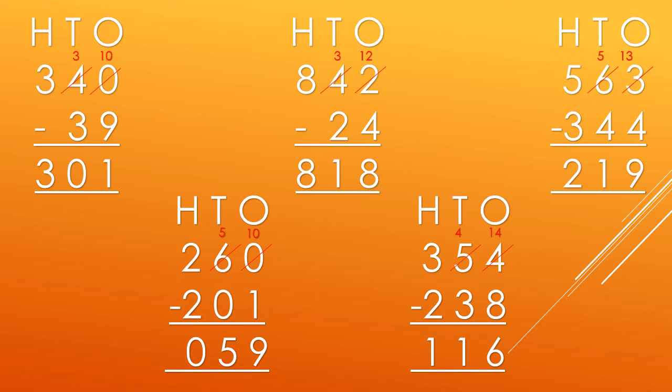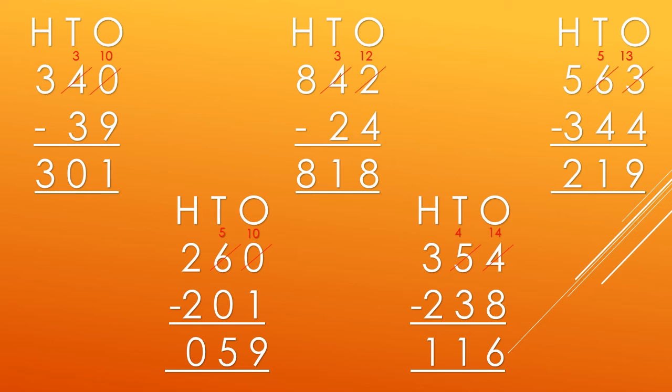Next sum is 340 minus 39. Subtract ones. 9 cannot subtract from 0, so we will borrow from tens. So in tens 4 becomes 3 and in ones 0 becomes 10. 10 minus 9 is equal to 1. Now 3 minus 3 is equal to 0 and in hundreds place single number 3 is there. So we will write 3 under hundreds. So 340 minus 39 is equal to 301.